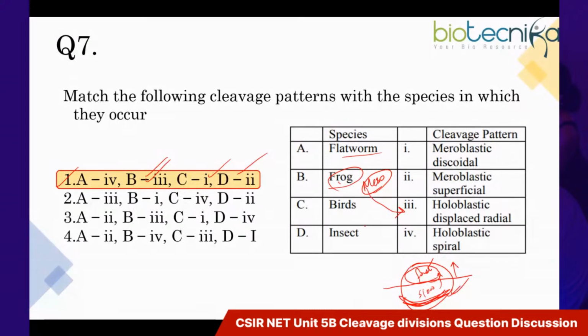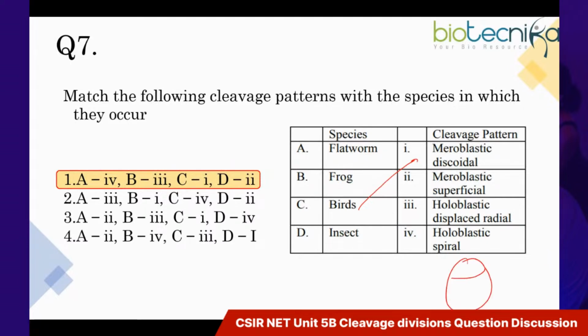Regarding the birds, birds have discoidal cleavage. Why? Because, as you saw in the previous diagram, the cleavage division happens only at one end, at the top, and it appears like a disc. That's why it's called discoidal cleavage. Whereas insects undergo meroblastic superficial cleavage, which means the central part is full of yolk, so division doesn't happen in the center. Rather, the division takes place in the periphery, superficially, but that too takes place much later.